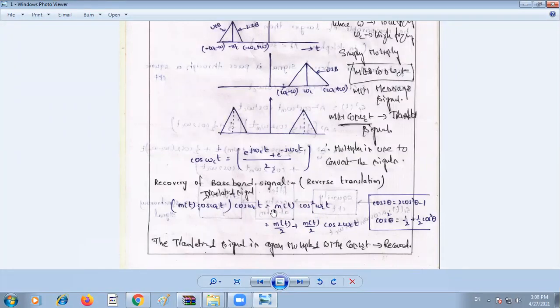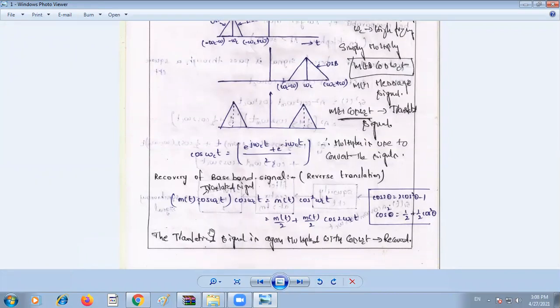The recovered baseband signal is obtained at the receiver side, is it not? The recovered baseband signal is obtained by again multiplying the translated signal with the cos omega ct signal. Here m of t cos omega ct is the translated signal, and cos omega ct is the carrier signal again. After multiplication, you get m of t cos square omega ct. Cos square is, by the trigonometrical identity, 1 by 2 plus 1 by 2 cos 2 theta.